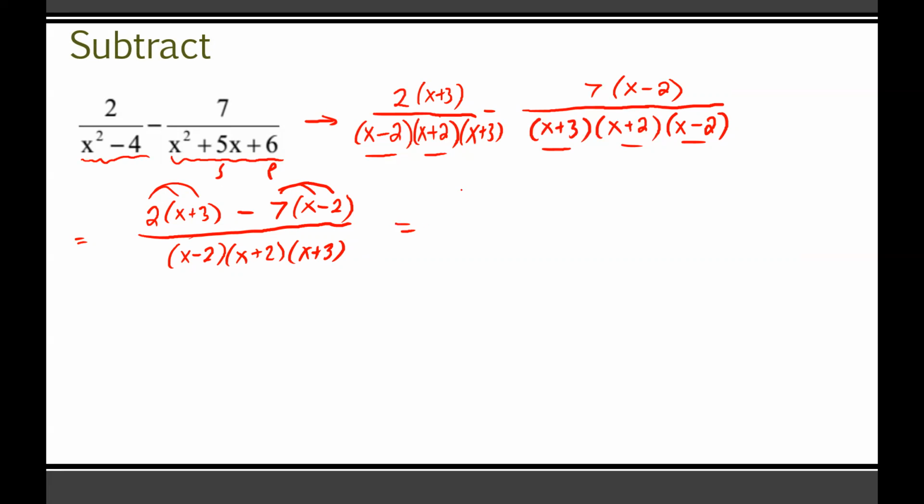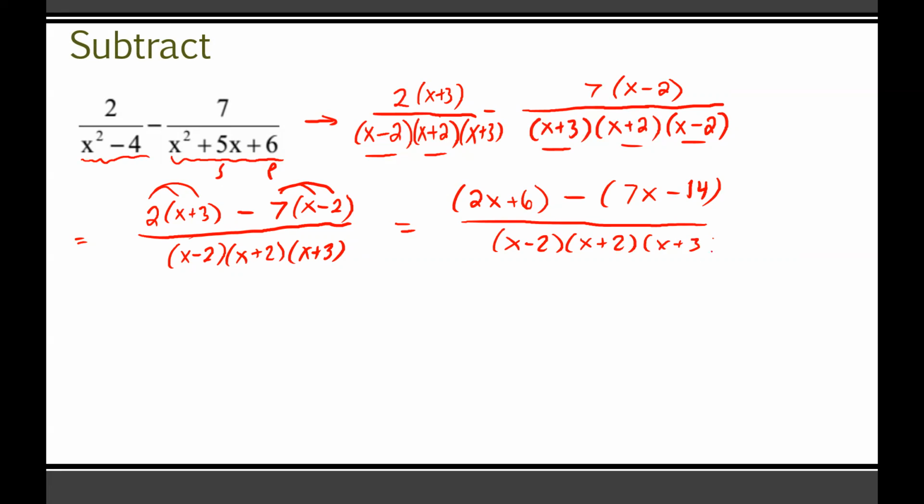So this is going to become, in brackets, 2x plus 6 minus, in brackets, 7x minus, not minus 2, whoops, got carried away. 2 times 7, of course, is minus 14. Once again, all divided by x minus 2, x plus 2, and x plus 3.